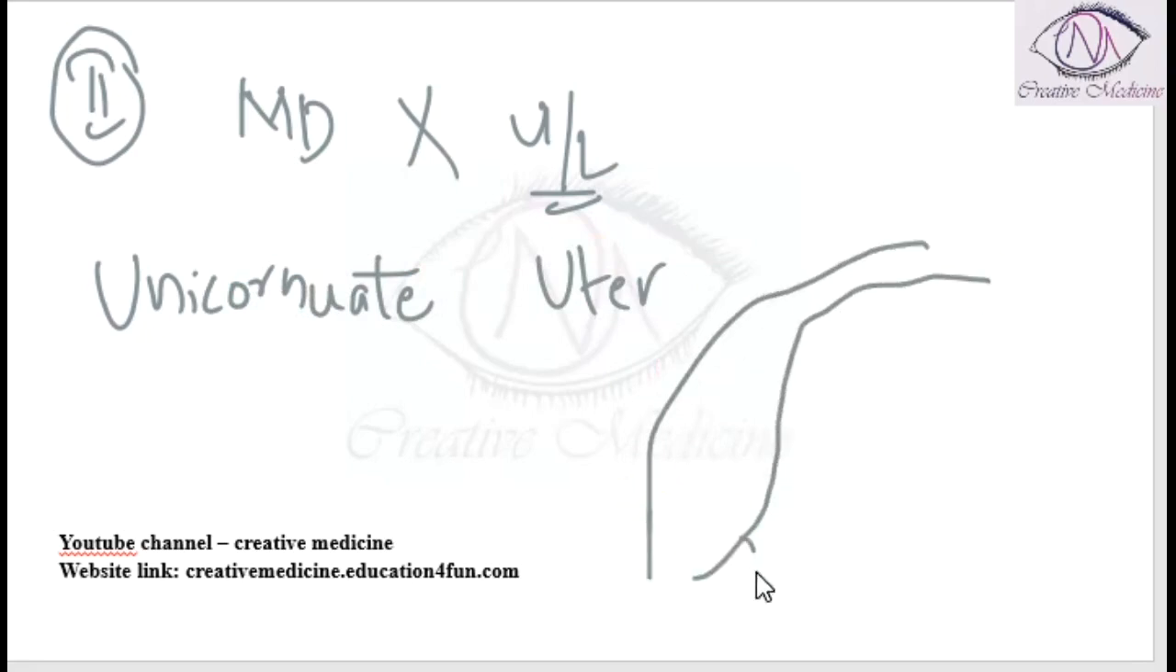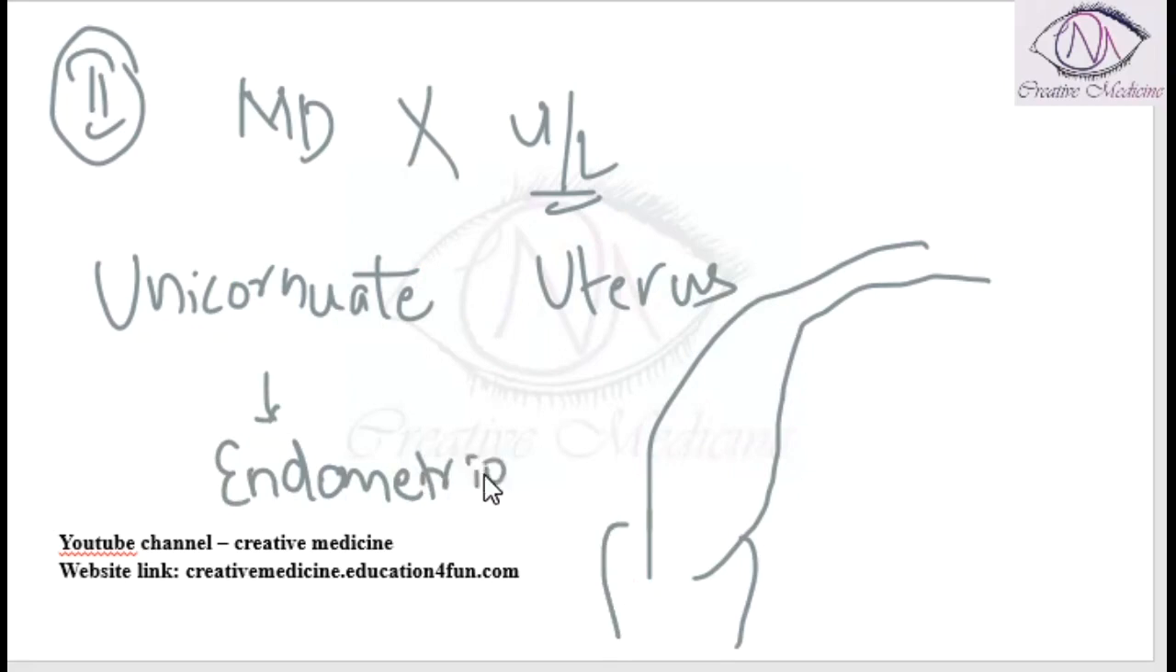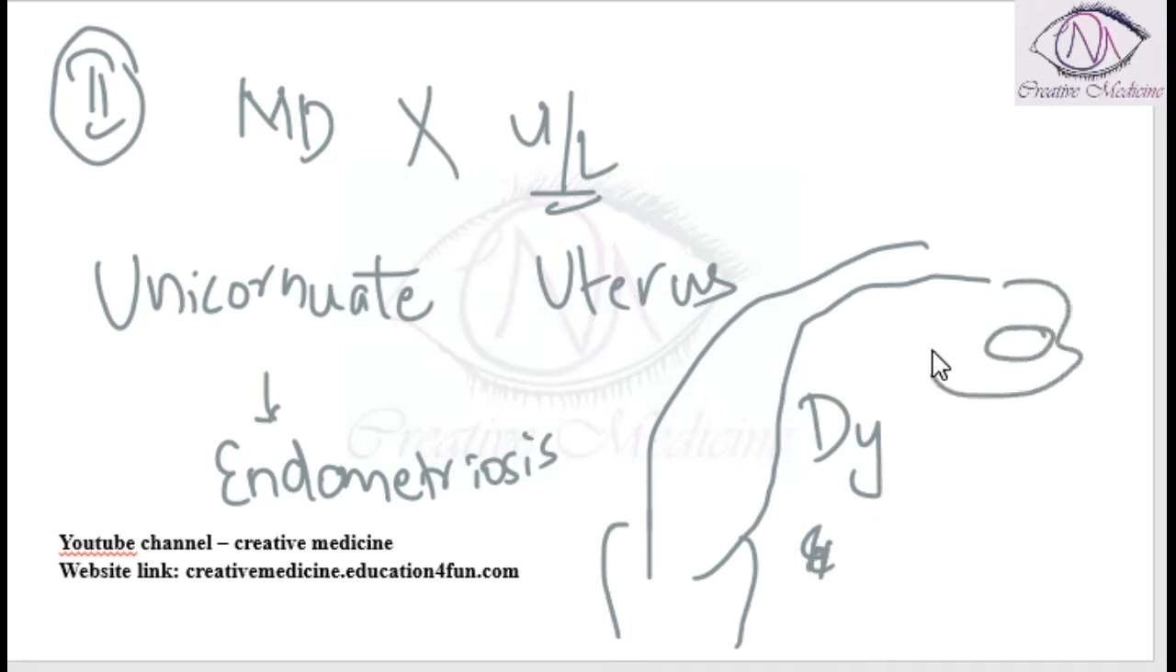So, if there is a unicornuate uterus, it is associated with endometriosis and unilateral dysmenorrhea. It is associated with ectopic pregnancy, ectopic ovary, and renal anomalies. One fallopian tube is present and the uterus is a banana-shaped uterus.